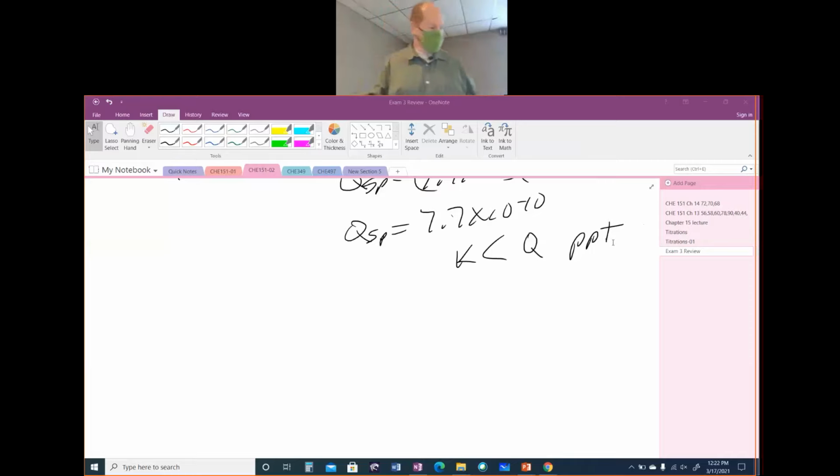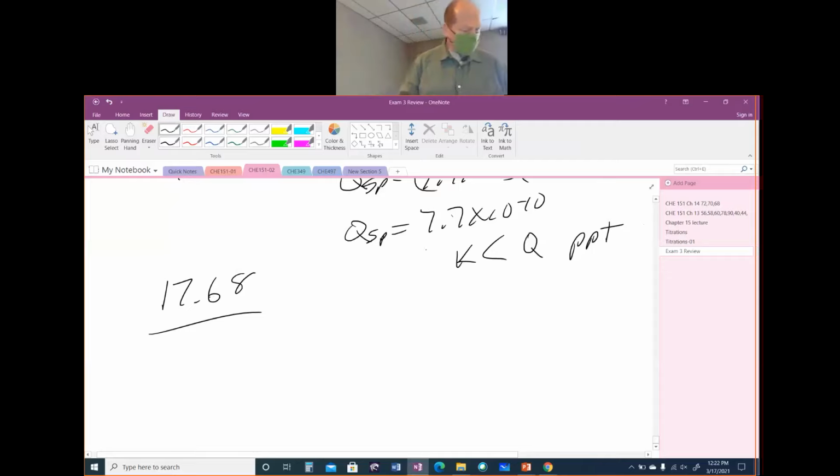All right, we're gonna do some chapter 18 homework, but first I'm gonna do a couple in chapter 17. I'm gonna start with 17.68. All right, so it's what's the molar solubility of zinc sulfide in 0.1 molar NH3?